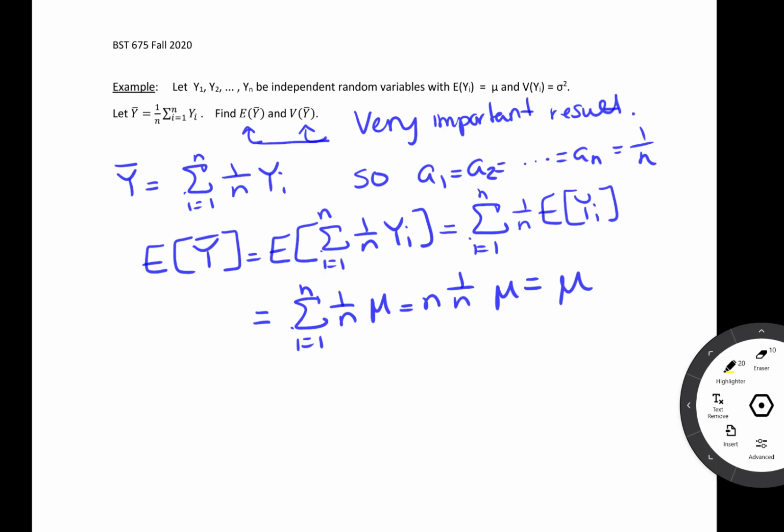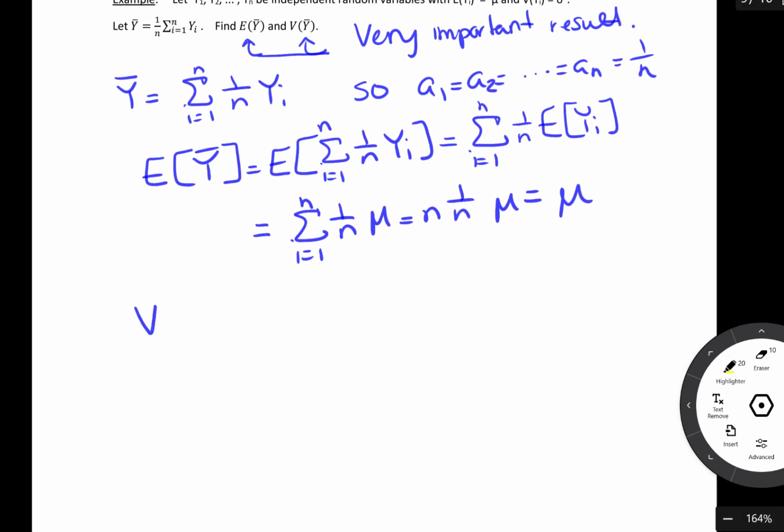So the expected value of y bar, or the expected value of the sample mean, is equal to the population mean. You've probably seen this result before. It's a very important result because it gives us a rationale for using the sample mean to estimate the population mean. And again, we can do something very similar and look at the variance of y bar. Using the fact that this is a linear combination and part B of that theorem that we have up above, we get the following.